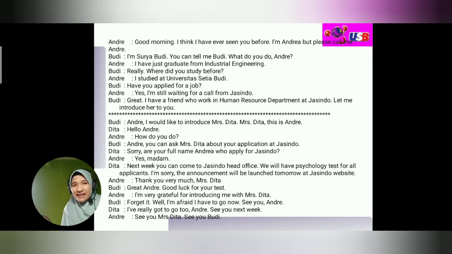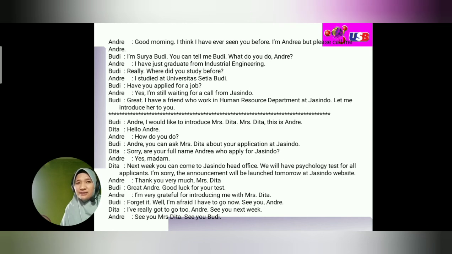And then Budi says, Andre, you can ask Mrs. Dita about your application at Jasindo. And then Miss Dita says, sorry, are your full name Andrea who apply for Jasindo? Yes, madam. Next week, you can come to Jasindo head office. We will have psychology tests for all applicants. I'm sorry, the announcement will be launched tomorrow at Jasindo website. Thank you very much, Mrs. Dita. Great, Andre. Good luck for your test. I'm very grateful for introducing me with Mrs. Dita. Forget it. Well, I'm afraid I have to go now. See you, Andre. I've really got to go to Andre. See you next week. See you, Mrs. Dita. See you, Budi.